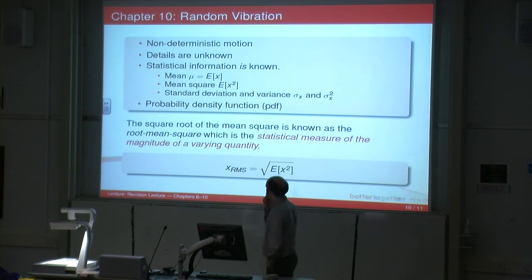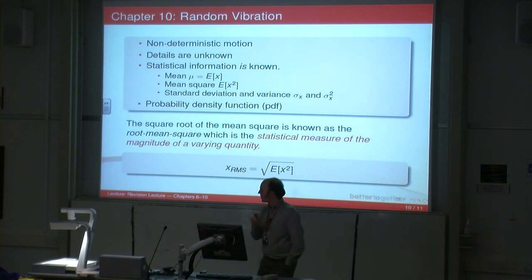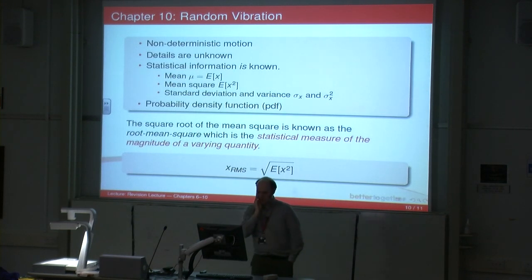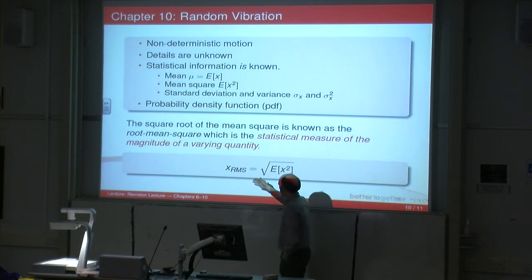Now the important information that we want to work out is what's known as the root mean square. Okay, the root mean square, or the square root of the mean square, so it's the square root of E[x squared], is known as the root mean square, which is the statistical measure of the magnitude of a varying quantity. And in the examples that we looked at, the idea was to find x RMS. How do we find that?